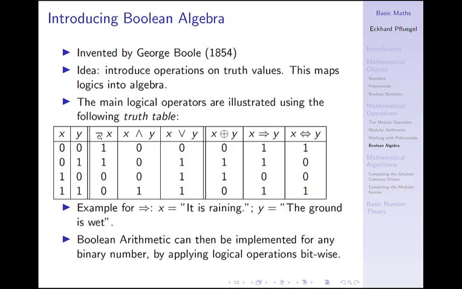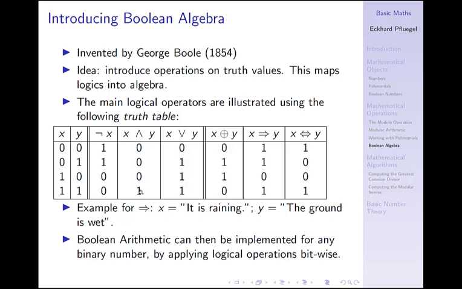That sounds all a bit complicated, but really, if you look at this table, you will see that this is the not operator. So it basically just inverts the input. If x is false, then not x is true. If x is true, then not x is false. So 0 turns to 1. And then you have the AND operator, x and y.